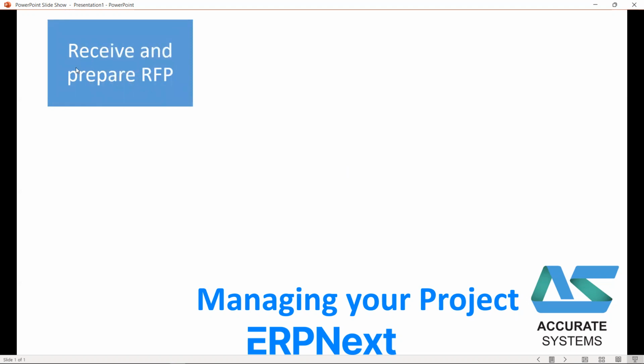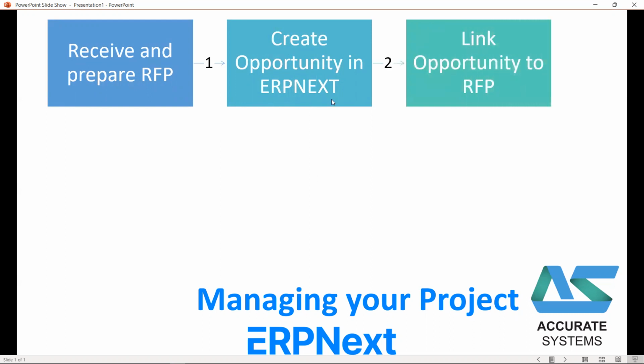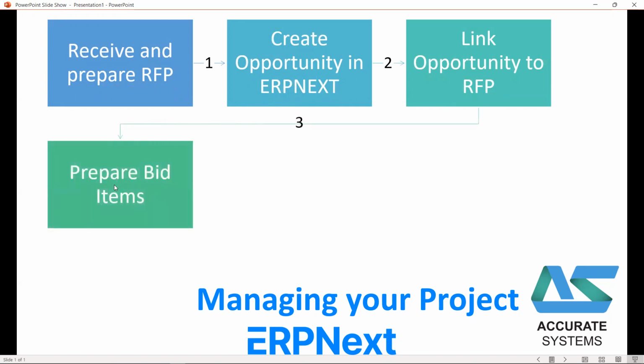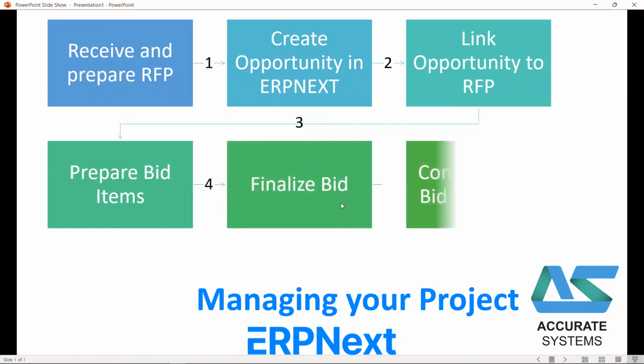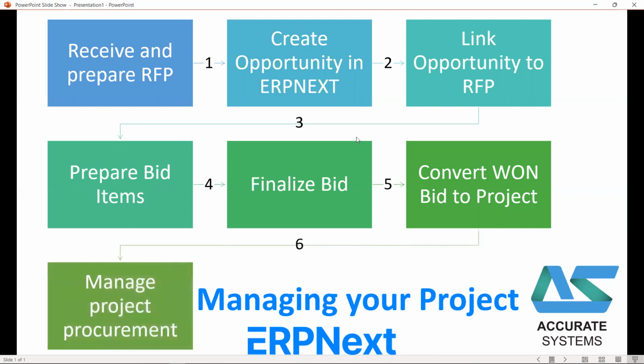The first step is to receive and prepare an RFP, and then create an opportunity in ERPNext based on that RFP, and then link the opportunity to this RFP, and then prepare bidding items, finalize your bid accordingly, and then once you win the bid, convert it to a project, and then how to manage your project, the procurement and the materials that you need for the project.